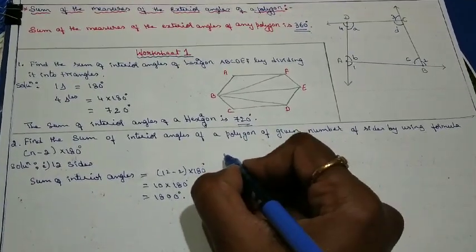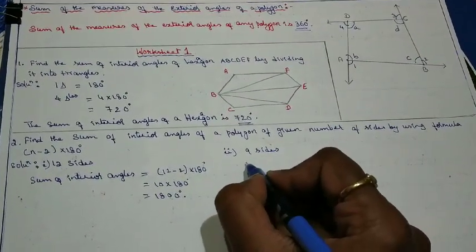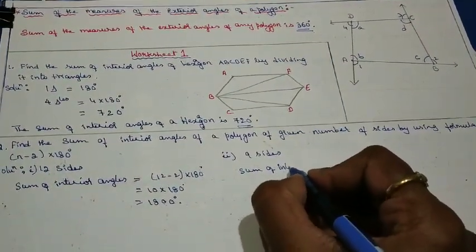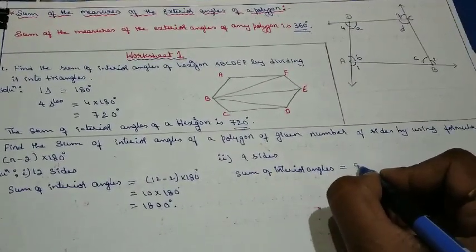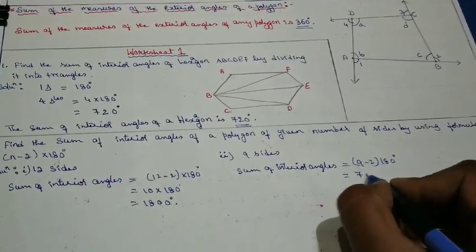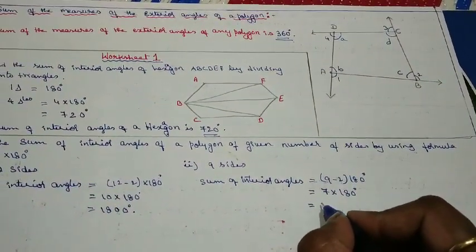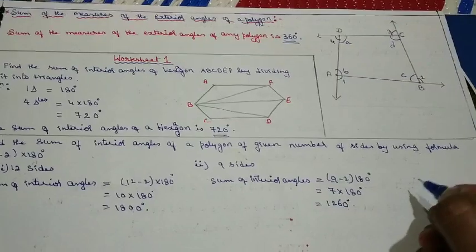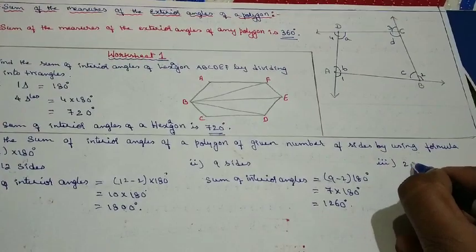If I go with the second question, it is given 9 sides. Then the sum of interior angles equals (9 minus 2) into 180 degrees. 9 minus 2 is 7, 7 into 180 degrees. Then 18 sevens is 126 and the 0 as it is. So 1260 degrees. Then the third question given is about 22 sides.